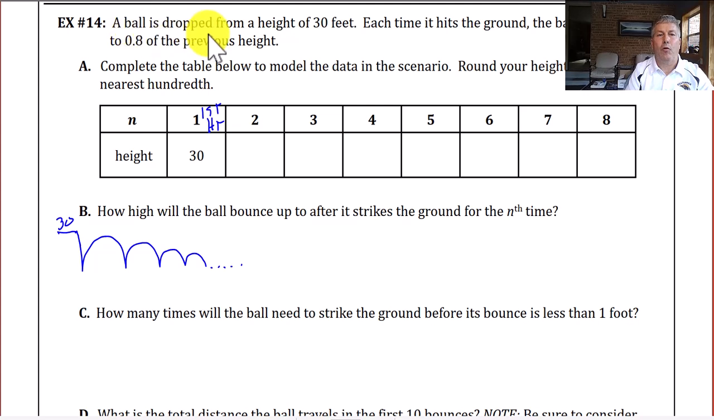So in sample 14, a ball is dropped from a height of 30 feet. Each time it hits the ground, the ball bounces back up, but to only 80% of its previous height. So that means each time the ball bounces back up, it's only going to bounce 80% as high as it was the last time. So complete the table below to model the data in the scenario. Round your height to the nearest hundredth.